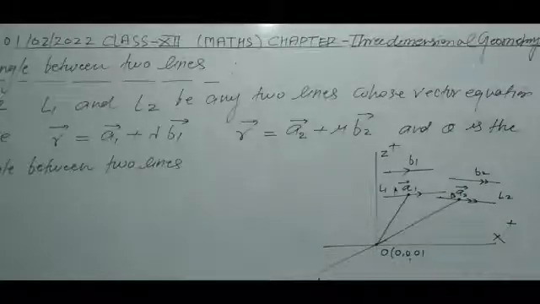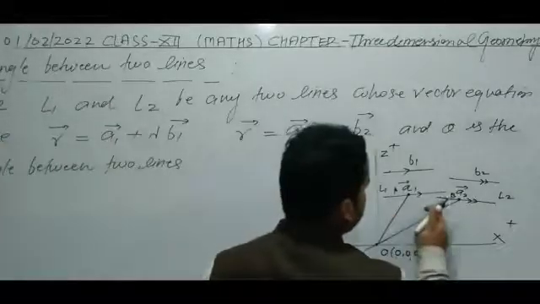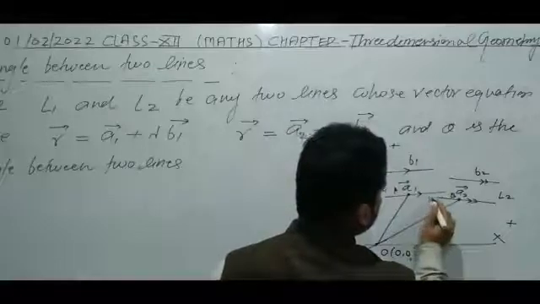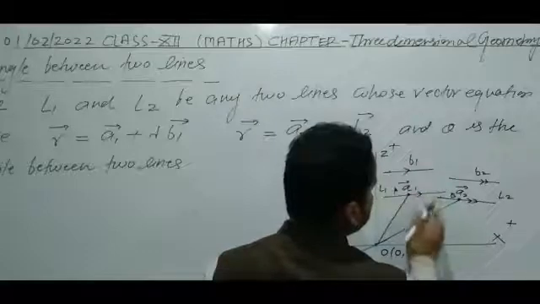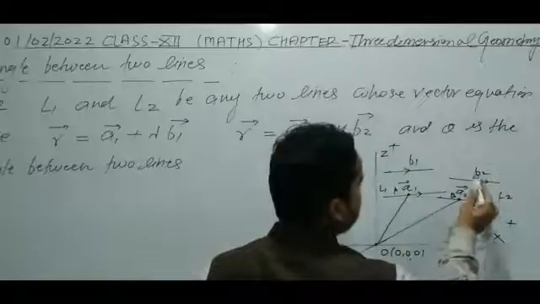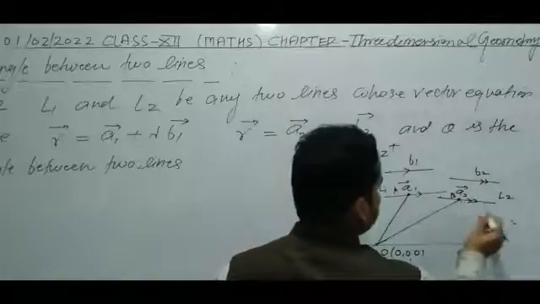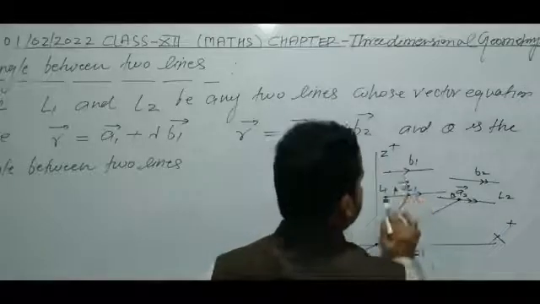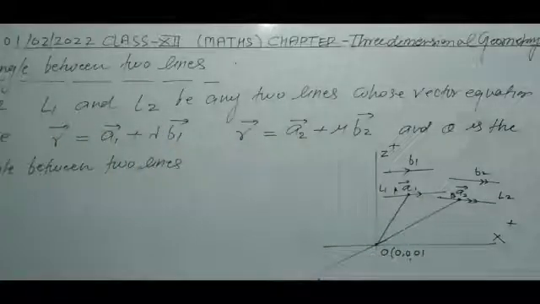So lines L1, L2 are given, and we are going to consider theta as the angle between the two lines. When you extend them, they cut, and this angle will be theta. Similarly, line B1 is parallel to L1, and line B2 is parallel to L2. So the angle between lines L1 and L2 will be the same as the angle between B1 and B2.